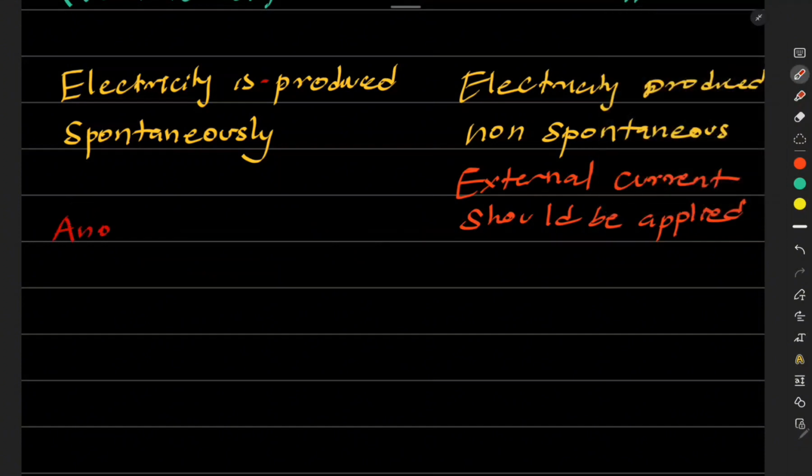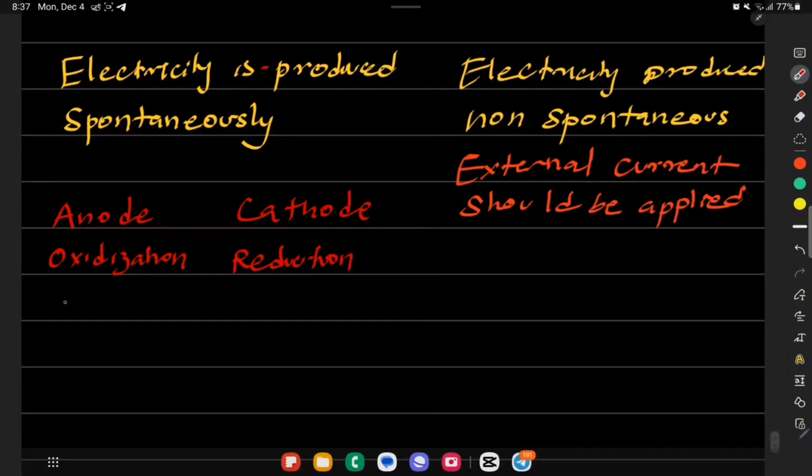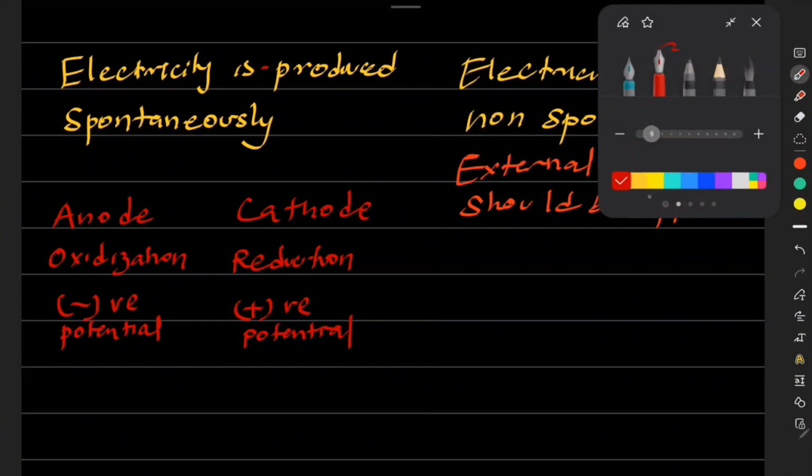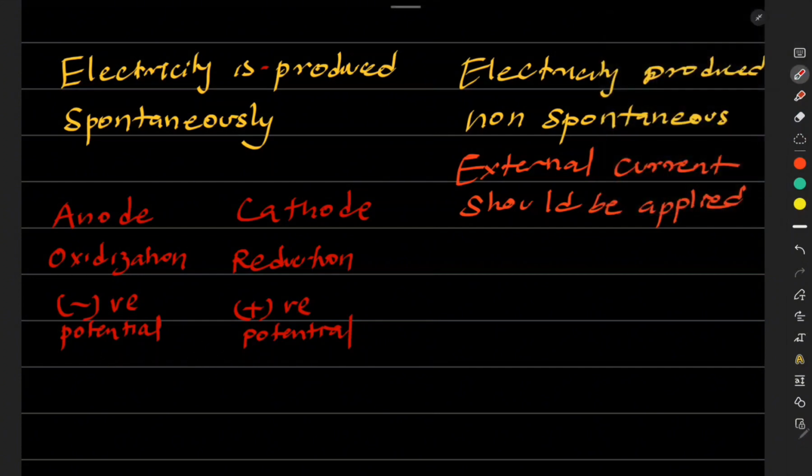Let's take anode and cathode. The anode undergoes oxidation. The cathode undergoes reduction, and the potential will be negative at the anode and positive at the cathode. Electrons will be moving from the negative terminal to the positive terminal.